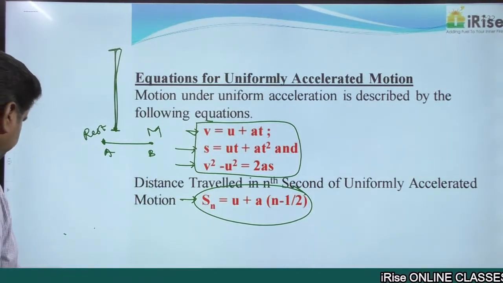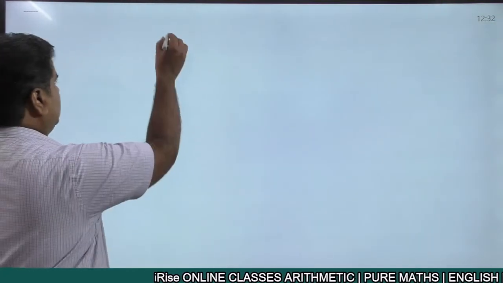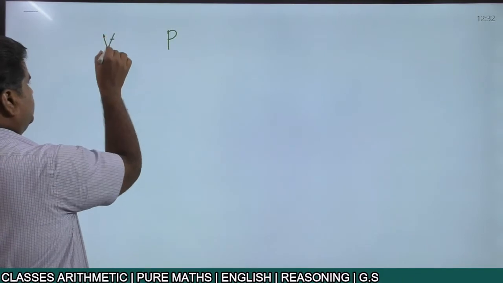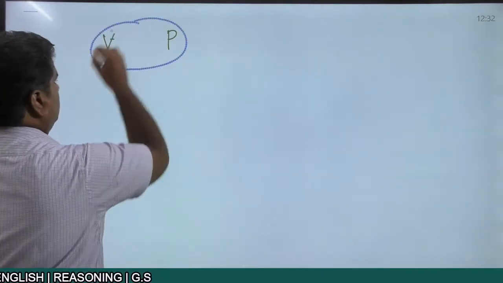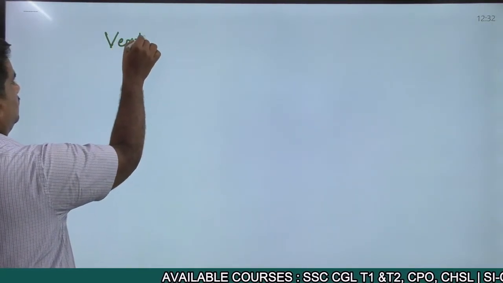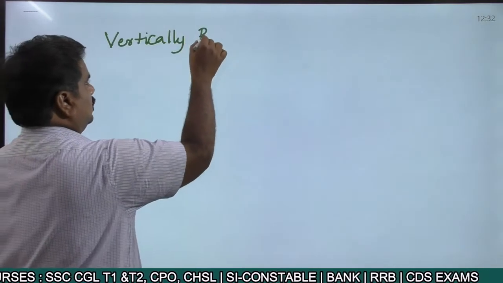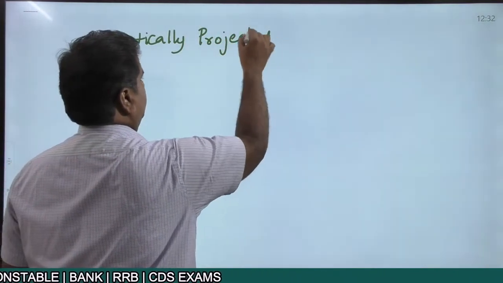Now, first I'll talk about one object called a vertically projected object. First we'll talk about the vertically projected object. So what do you mean by the term vertically projected?